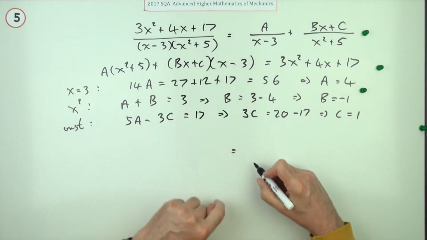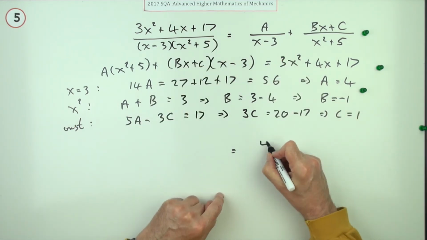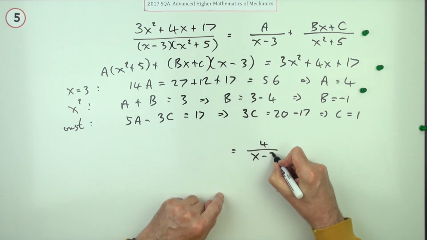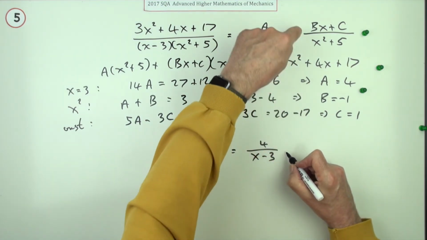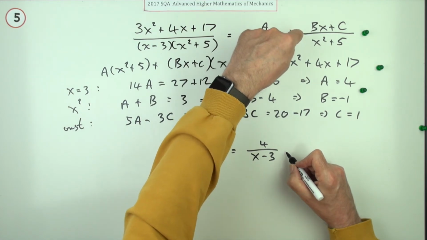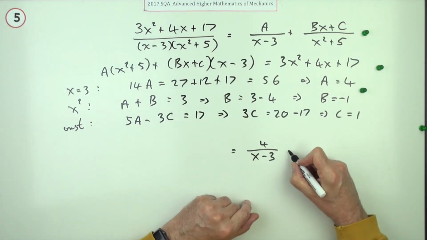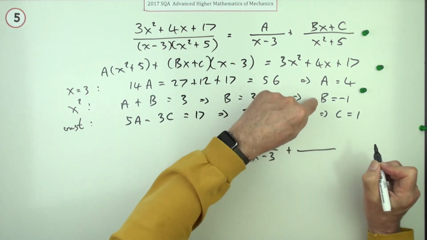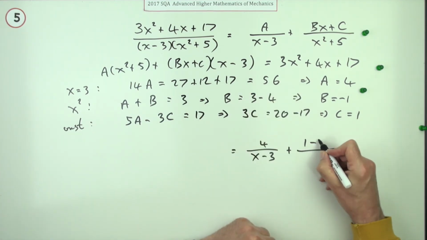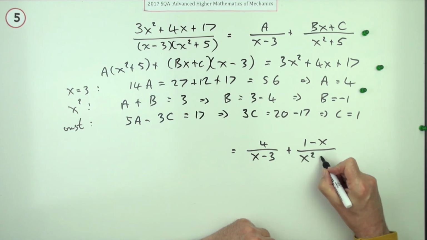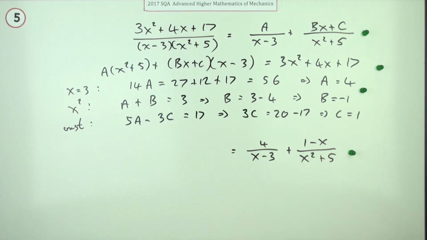So what was that equal to? Well, a was 4, so that's 4 over x minus 3. Now, b's negative 1. So you could write minus, but then I have to make the other one negative, so it ends up as plus. So I think here I'll just do plus. And instead of having negative x plus 1, I'll put 1 minus x. And that's the last mark.